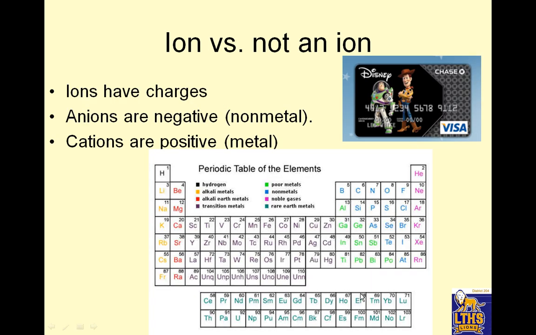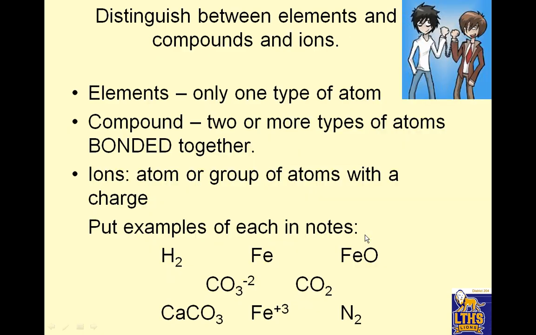All right, ion versus not an ion. Ions have charges. Don't you forget it. Anions are negative and they come from nonmetals, or polyatomic anions are negative. Cations are positive because they come from metals and they lose their electrons.